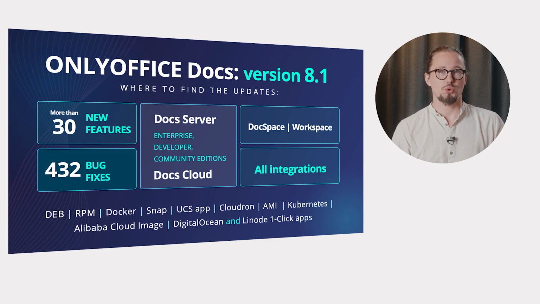You can deploy the editors choosing among multiple installation options such as DEB, RPM, Docker, Snap, UCS app, Cloudrun, AMI, one-click app on DigitalOcean, Volter and Linode, Alibaba Cloud, and Kubernetes. Are you ready to explore all the novelties?